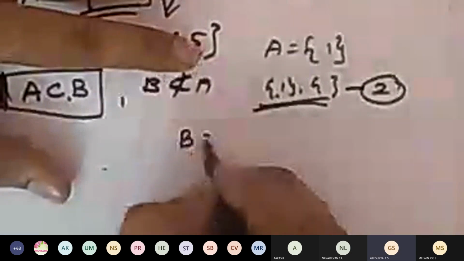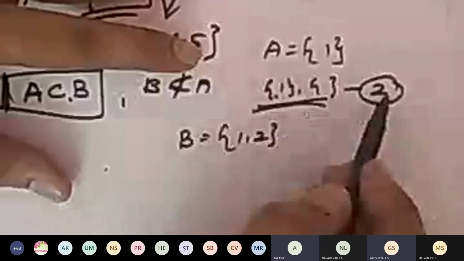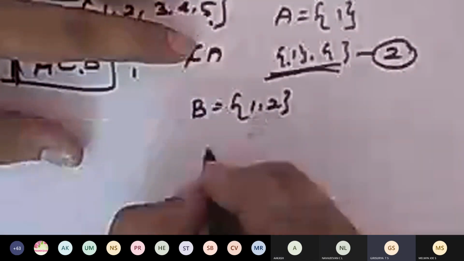Now, take another set, 1, 2. Two elements are here. We have only one element, so I got 2 sets. Two elements I'm going to take. How many subsets are there? I'm going to write the subsets of B.